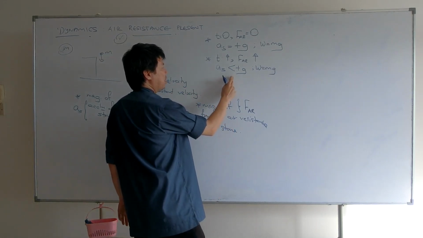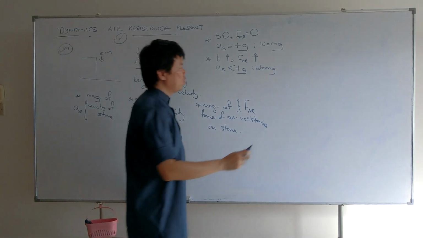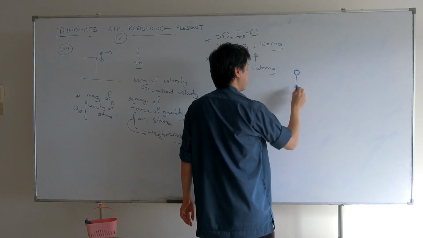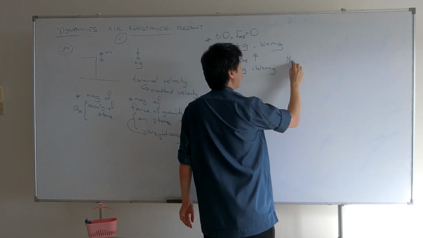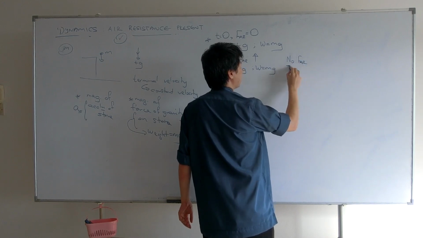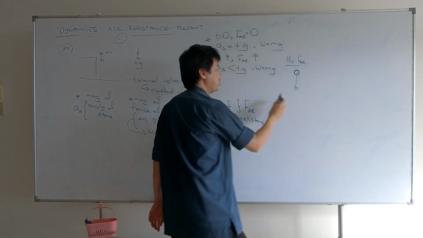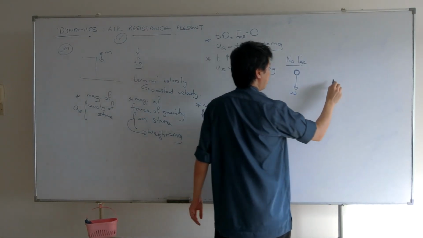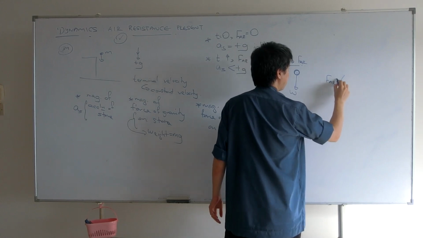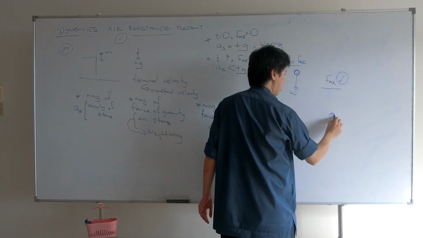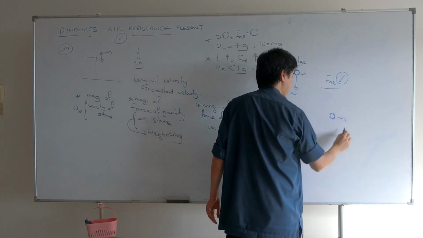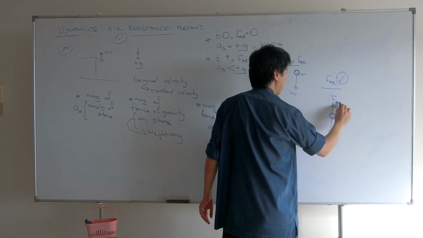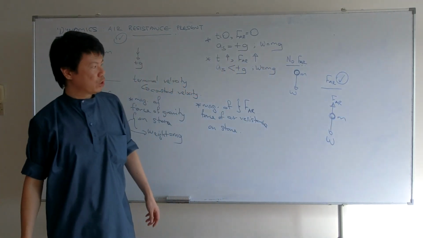So what actually does this mean? The best way to understand this is to draw a point mass diagram. When there is no air resistance, how many forces are working on this object? Only one, which is weight. But if air resistance is present, how many forces exist on the mass? This mass m has two forces: one is weight and one is air resistance.